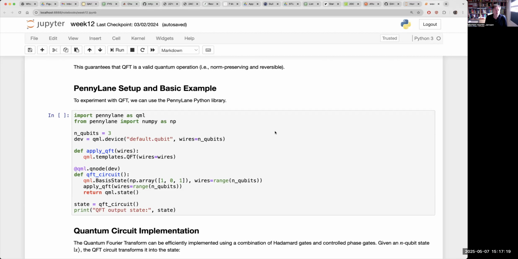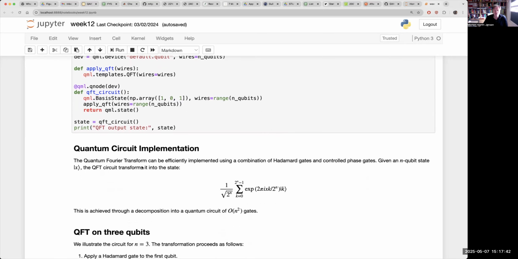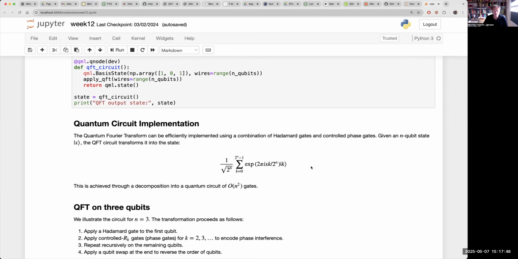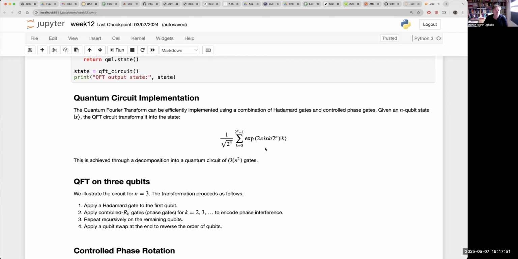So before the break, we looked at a short repetition of the quantum Fourier transform and looked at the specific case with 2 qubits. Last week, we had the case with 3 qubits as well, just to get a feeling of how we build up these quantum Fourier transforms in terms of gates. And as we said, the Fourier transform can be efficiently implemented using a combination of Hadamard gates and controlled phase gates. So the basic operation is this one, and that is achieved through a decomposition in a quantum circuit, which corresponds roughly to n squared gates.